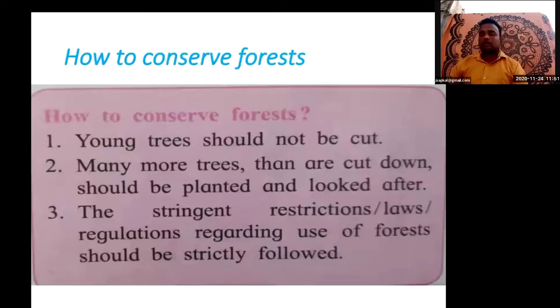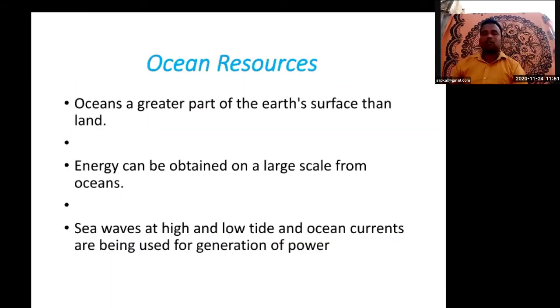Now the next part is the ocean floor and ocean resources. The ocean covers a greater part of the earth's surface than the land. If you think about the earth's surface, the ocean part is larger than the land. Near about 71% is water bodies and oceans, and 29% is land.